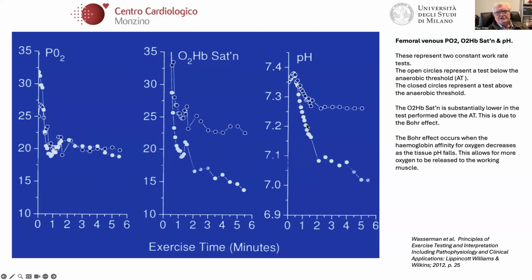This is produced by the change in pH. This is known as the Bohr effect, which effectively shifts the hemoglobin dissociation curve to the right, allowing more oxygen to be taken up by the tissues.